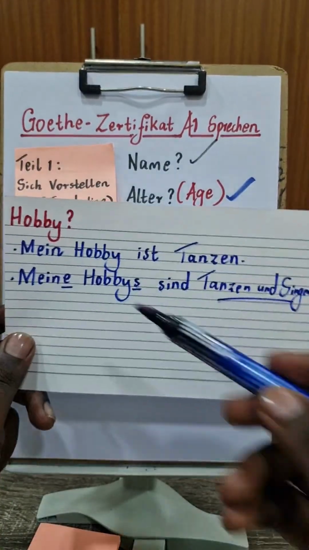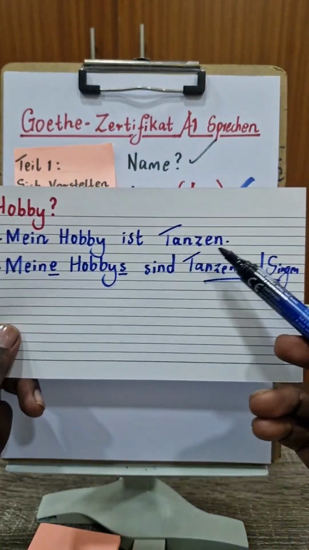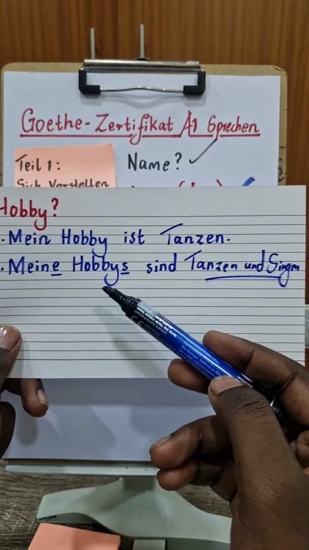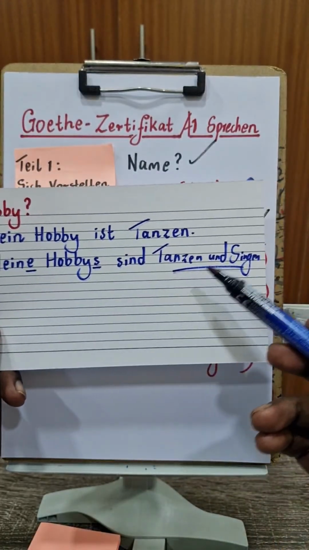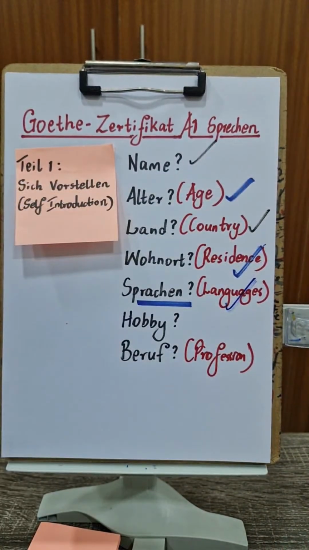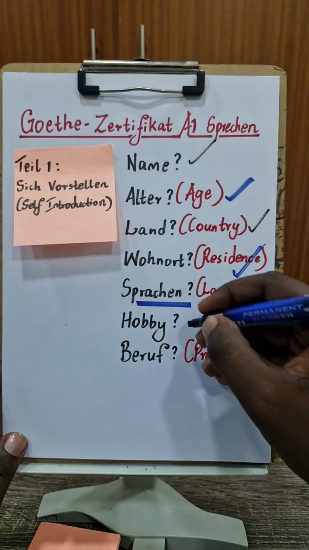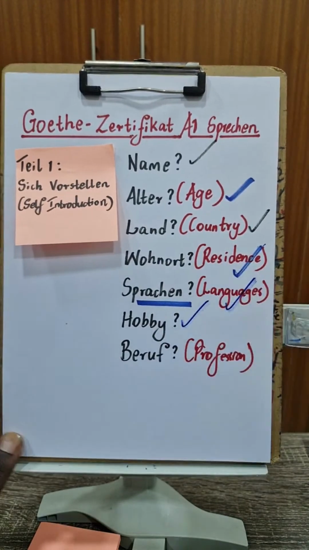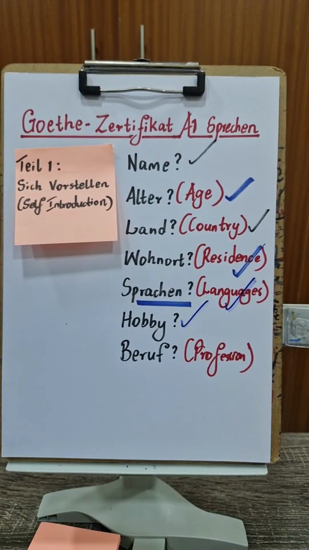Do you now see the difference? So one, mein Hobby ist tanzen. Two, meine Hobbys sind tanzen und singen. Okay, so that is now under your hobby. Guys, what are your hobbies? Go ahead and also share below.